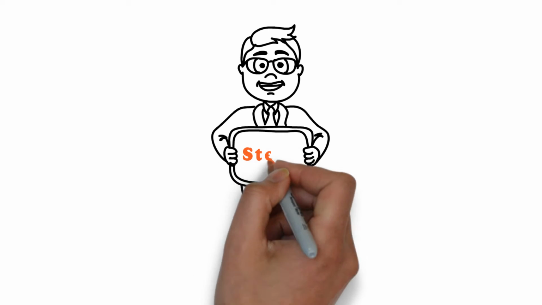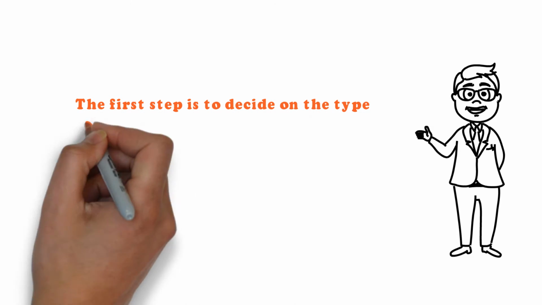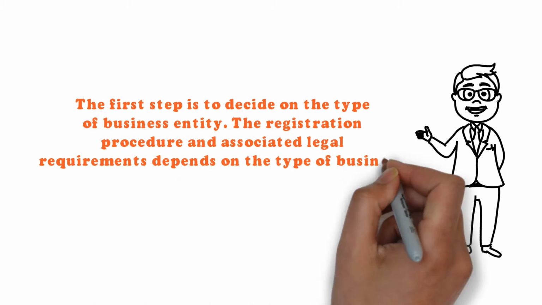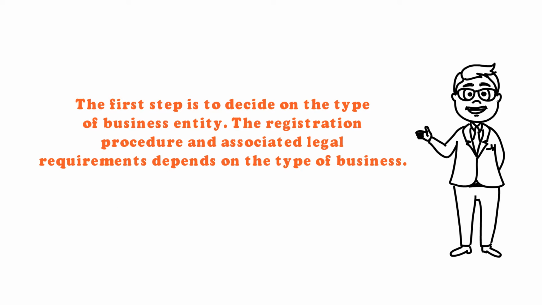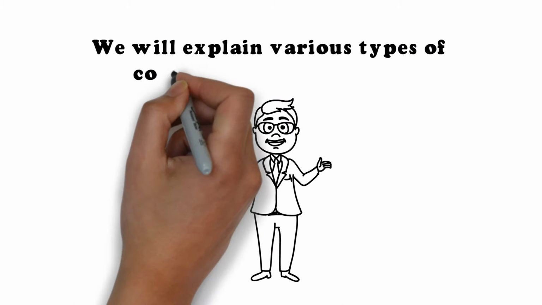Step 1. The first step is to decide on the type of business entity. The registration procedure and associated legal requirements depend on the type of business. We will explain various types of common businesses now.